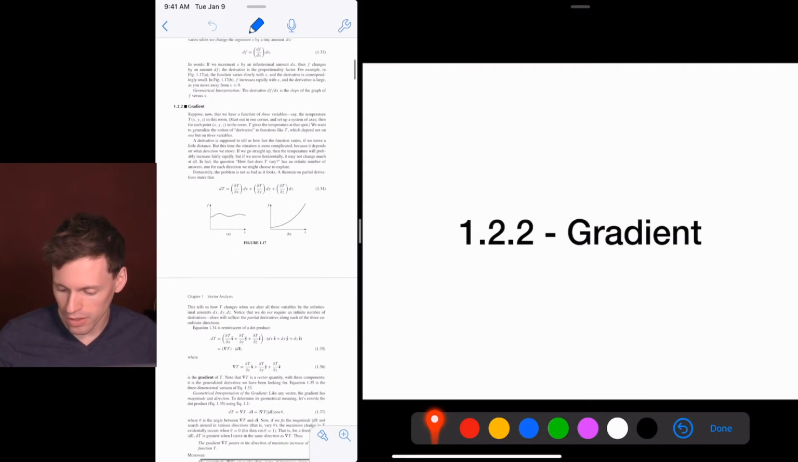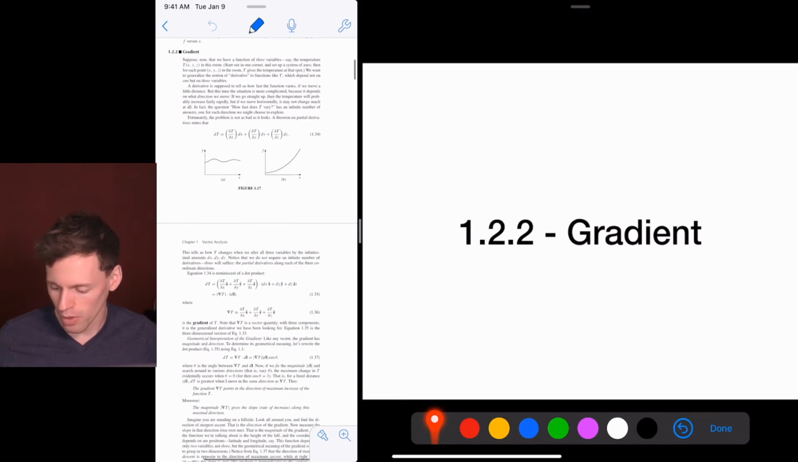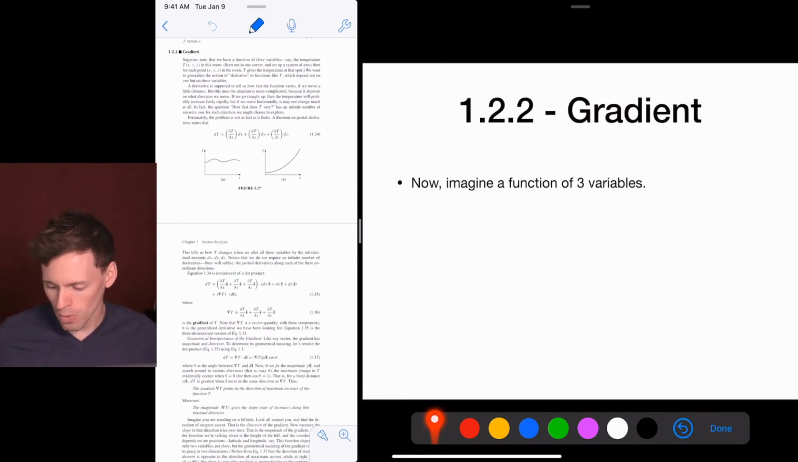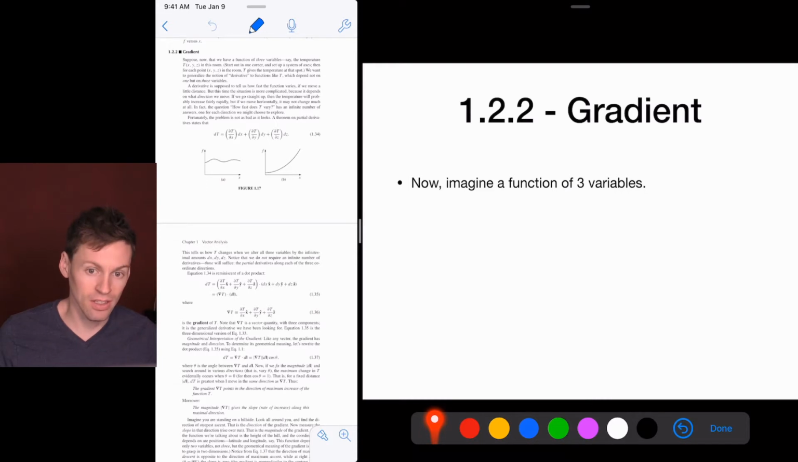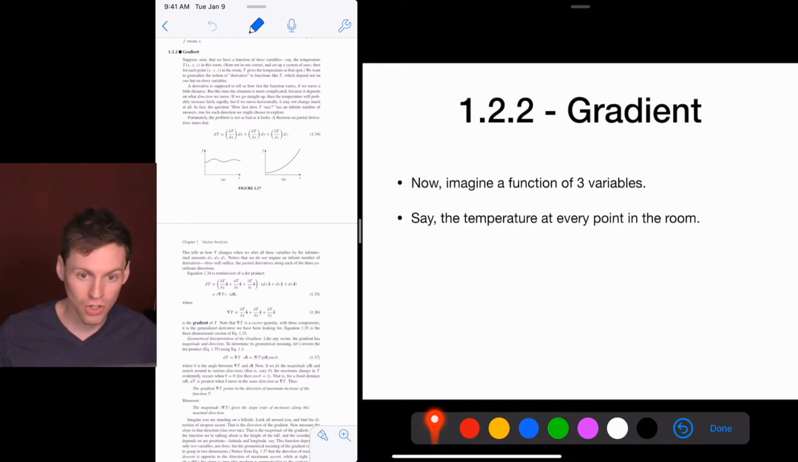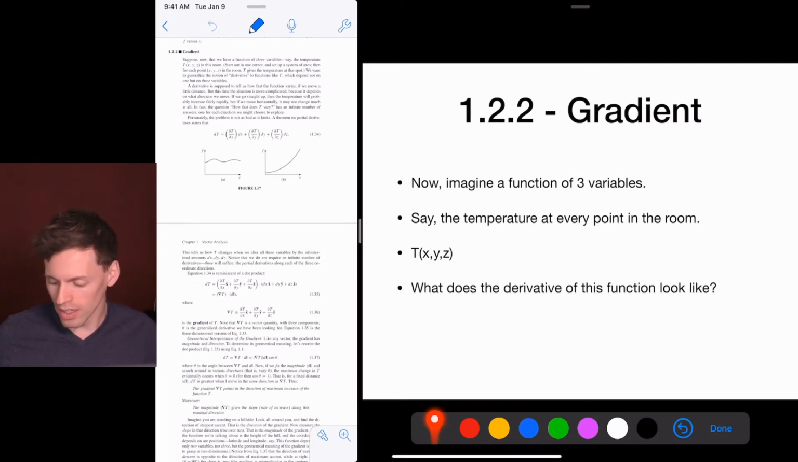So moving on to the gradient then, section 1.2.2, imagine if you have a function that's not just of f of x, but of three variables. For example, the temperature at every point in the room. So there's going to be a value, a temperature, 68, 72, whatever degrees, but at every x, y, and z in the room. So we can write our function T, our temperature, that depends on three coordinates, x, y, and z. What does the derivative of this function look like?